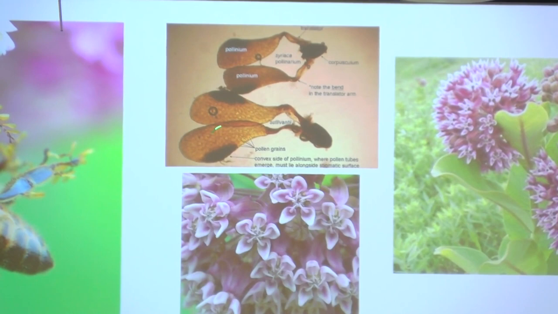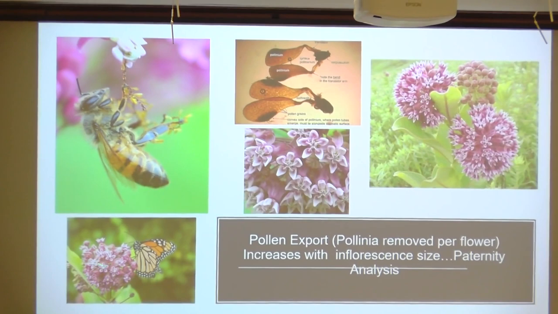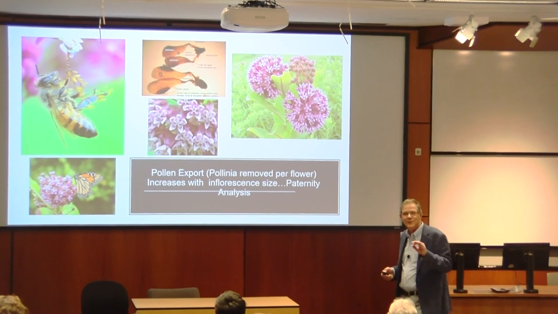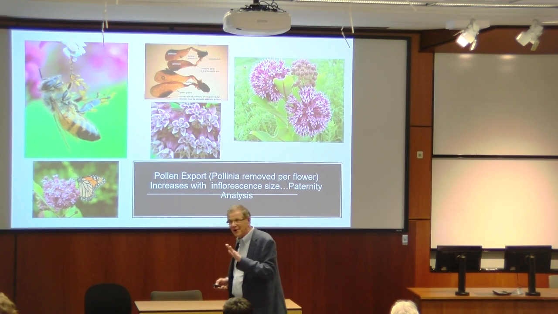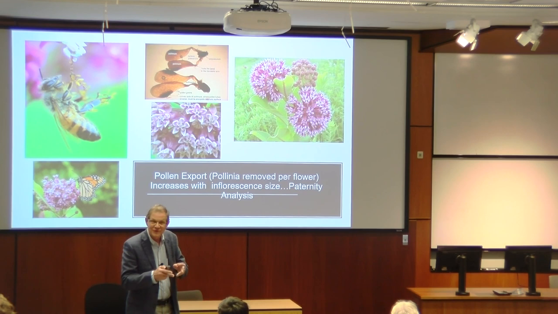And when a bee comes by to visit a flower, it picks up these saddlebags, carries them to another inflorescence and deposits them onto the stigma in a sort of lock and key mechanism. But the neat part about milkweeds is that they have 5 pollinia per flower. So they did experiments where they had small inflorescences where they cut off the flower buds. They had large inflorescences.